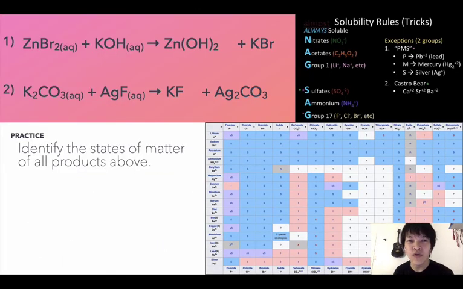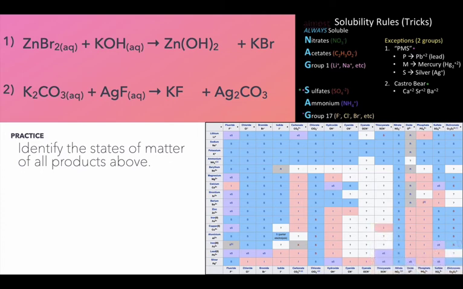Here I have two chemical equations where the products aren't listed as solid or aqueous. I would like you to state what state of matter these products are going to be manifesting in after this chemical reaction. So you can use either the NAGSAG rule or you can use the solubility table. Go ahead, pause this video. In about 5 seconds, I'll show you what the answers are.